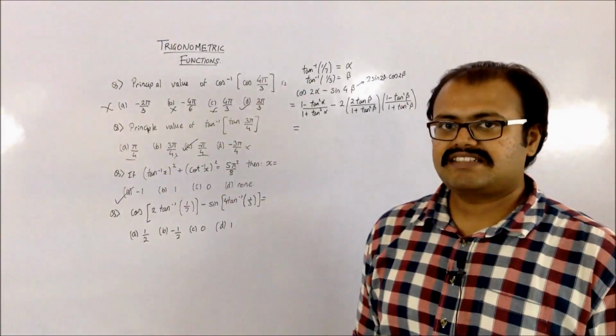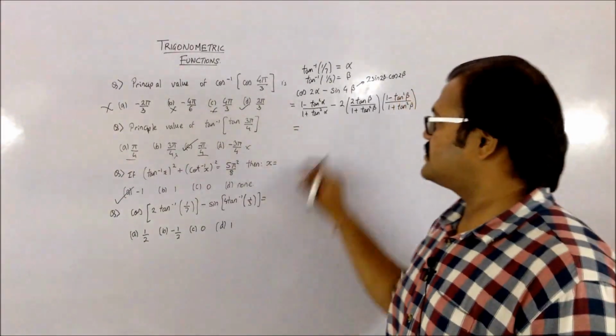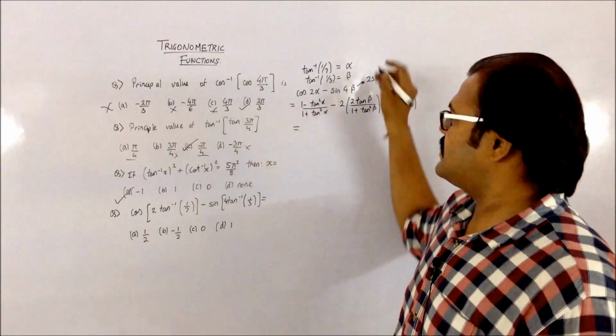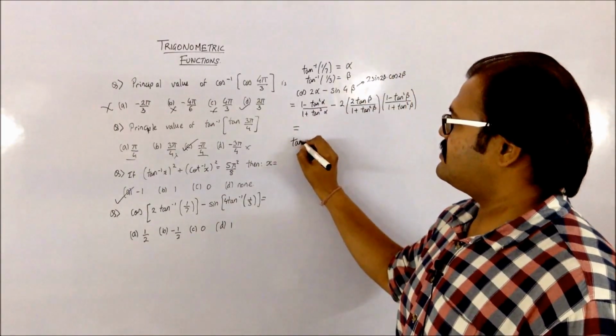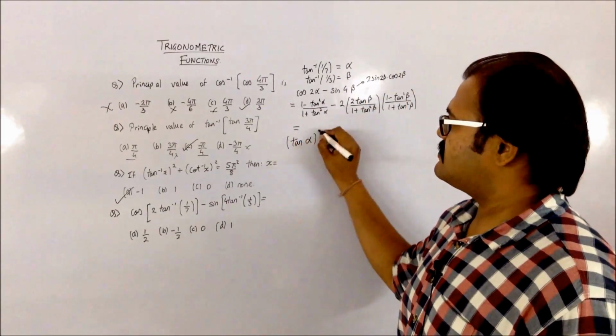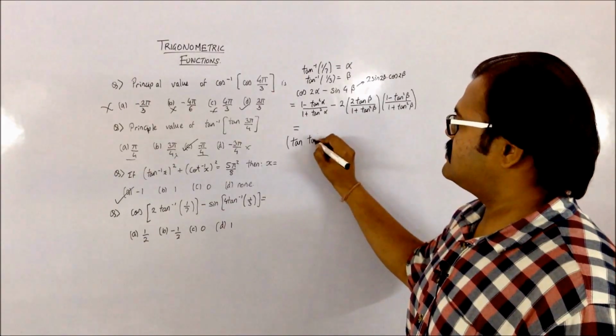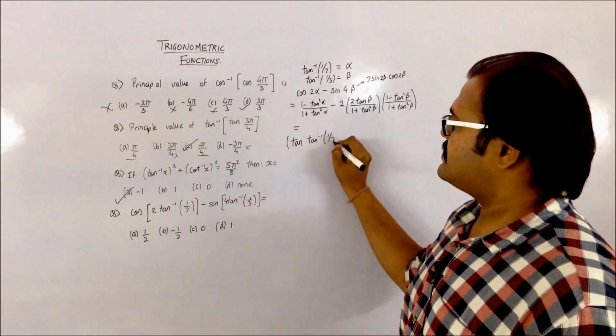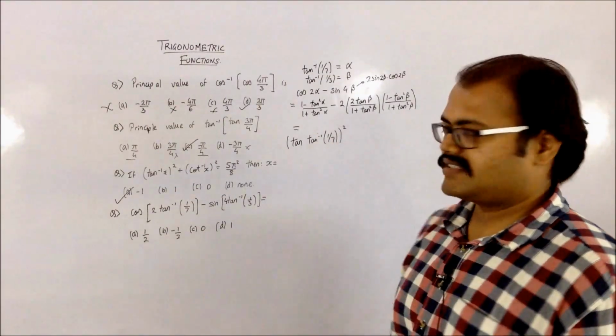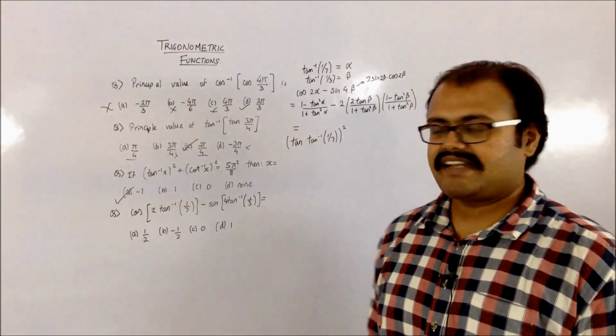Now I have to just substitute the values because it's tan square alpha, which is nothing but tan of alpha the whole square, and my alpha is nothing but tan inverse of 1 by 7, the whole square. So I can just substitute the value over there.